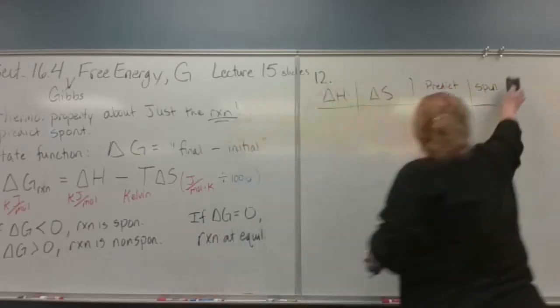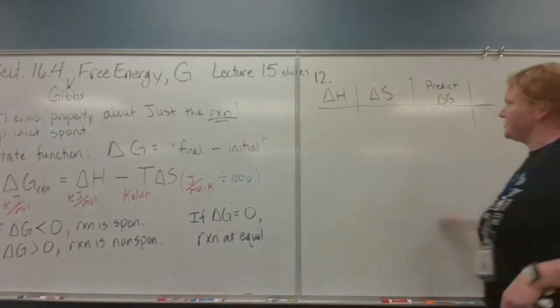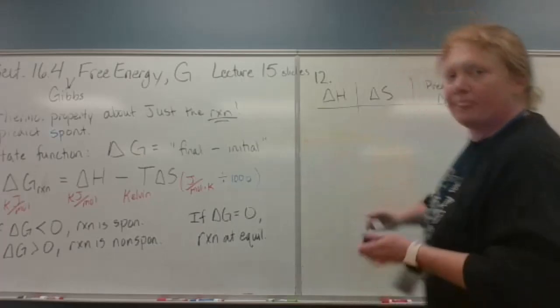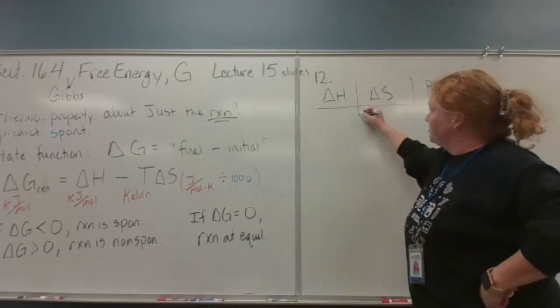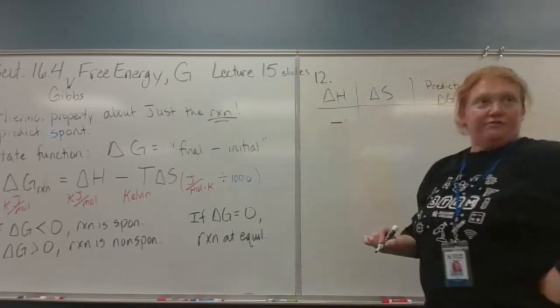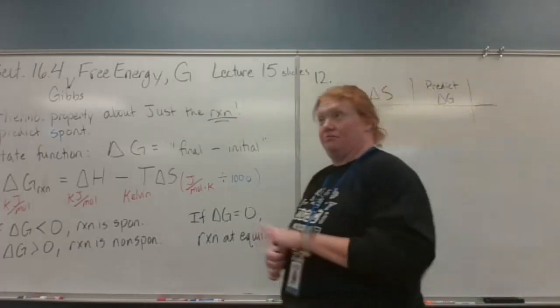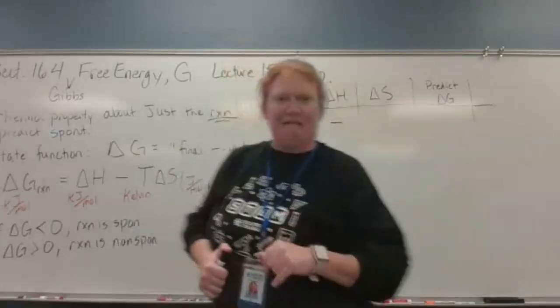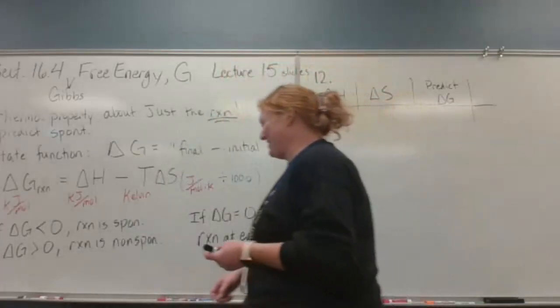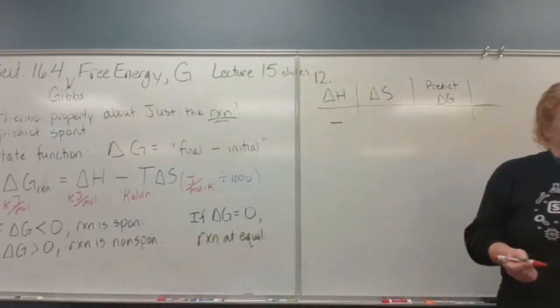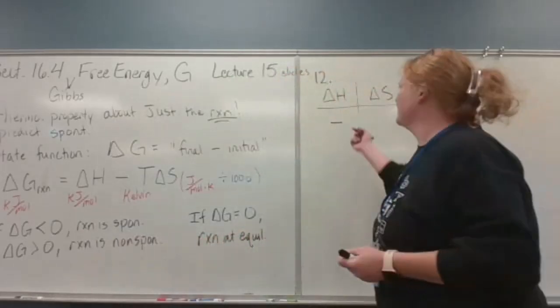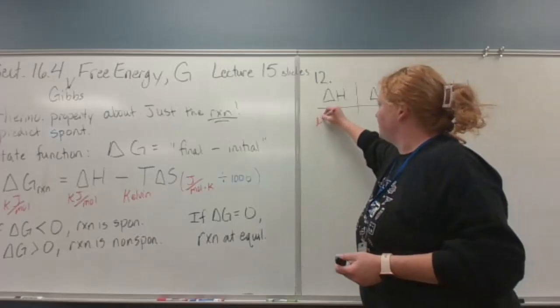Okay, so in this table, I'm telling you a couple of some conditions, okay? Let's say I have a reaction where my delta H is negative. What does that mean about the thermicity of this reaction? Delta H is a negative value. That means the reaction is what? Good. That means this reaction is exothermic.